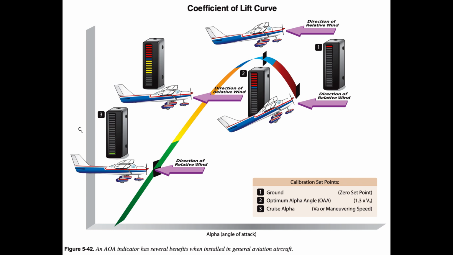Speed by itself is not a reliable parameter to avoid a stall. An airplane can stall at any speed. Angle of attack is a better parameter to use to avoid a stall. For a given configuration, the airplane always stalls at the same AOA, referred to as the critical AOA.